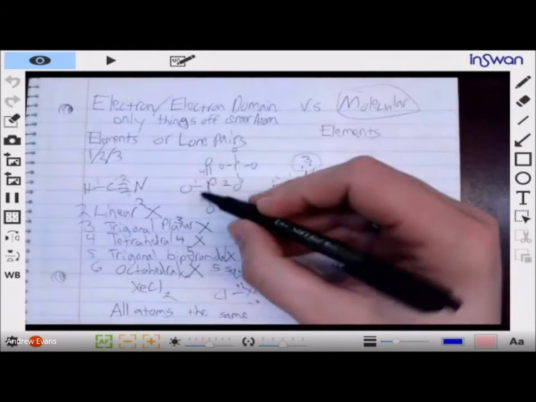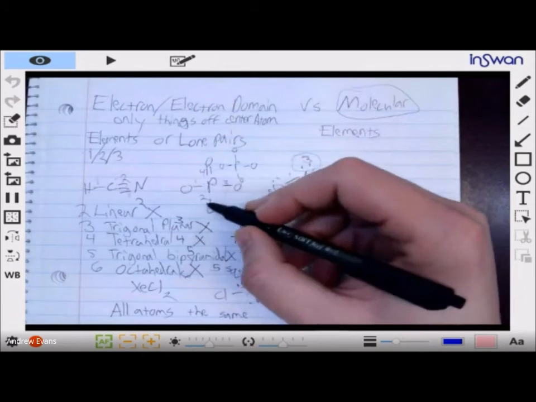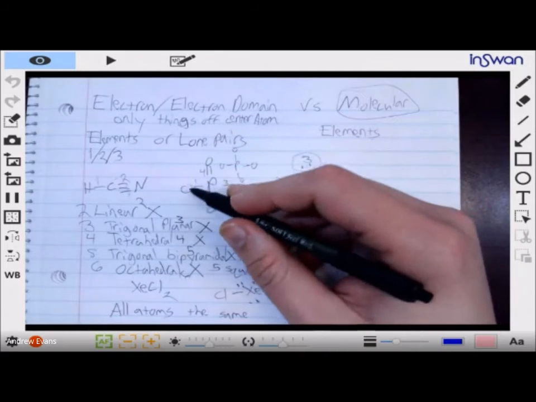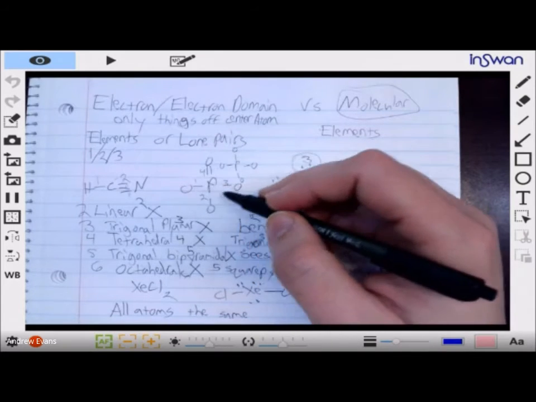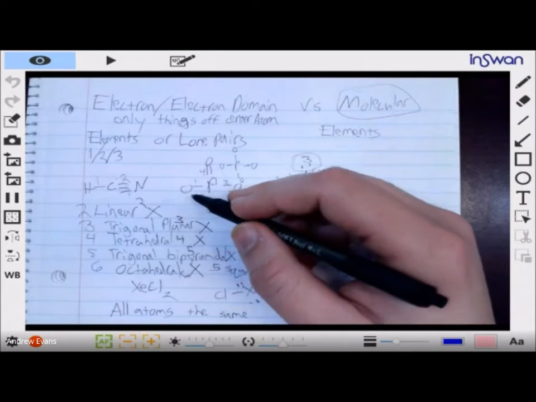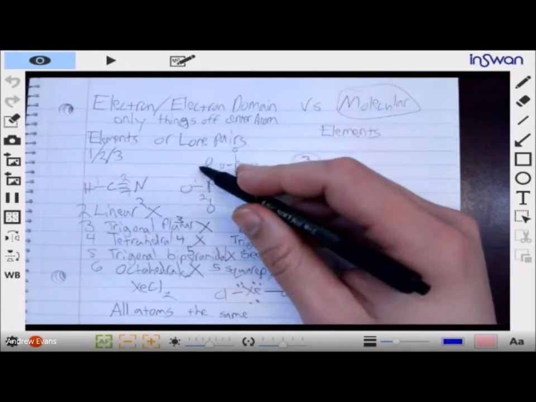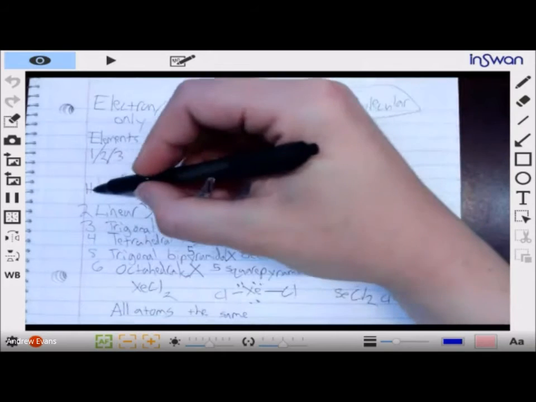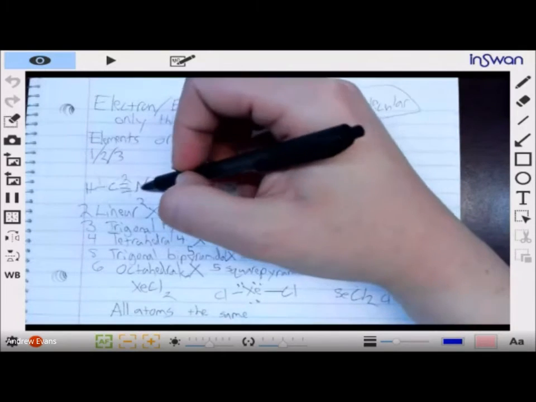So this one is tetrahedral. Even though the P-O bond is polar, all the atoms, the oxygens, are the same, and so they cancel each other out because this is tetrahedral. It is not polar. Now this one is linear.